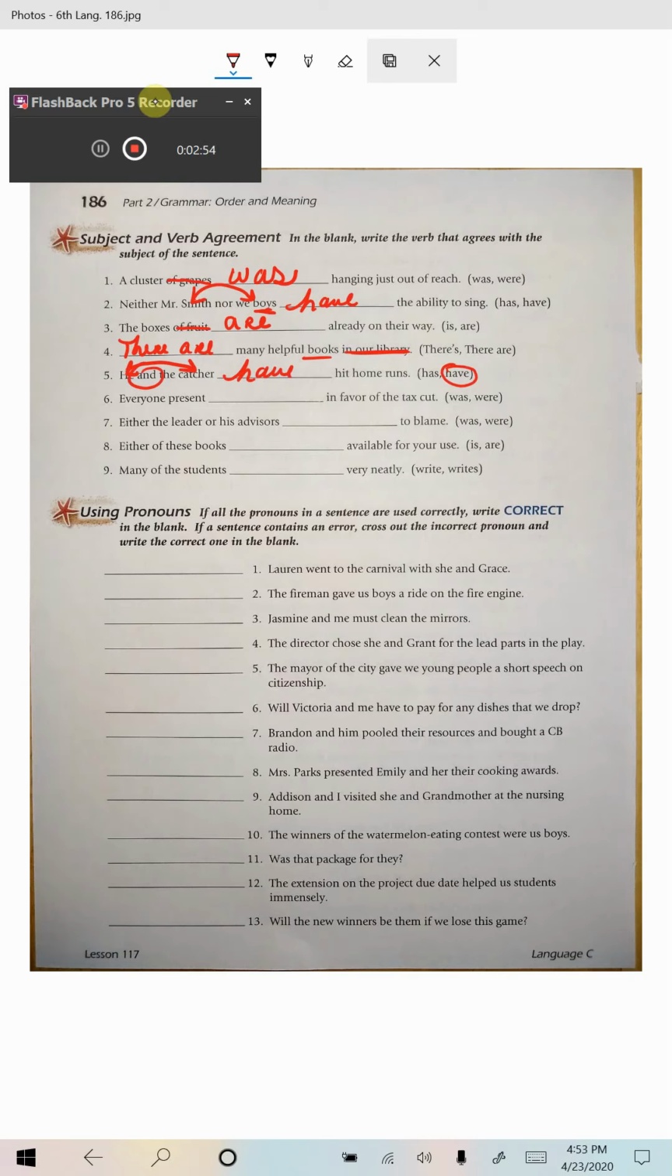Everyone. Remember, everyone is one of those lovely indefinites. So what do we do with indefinites? We give them the singular. Was.